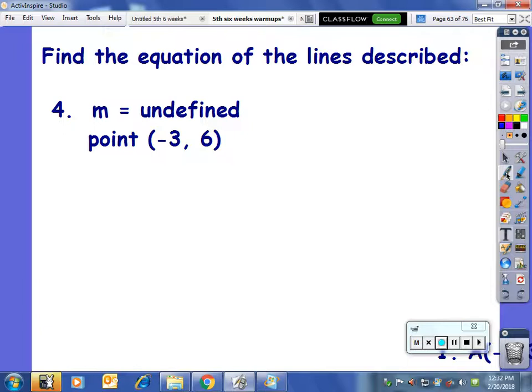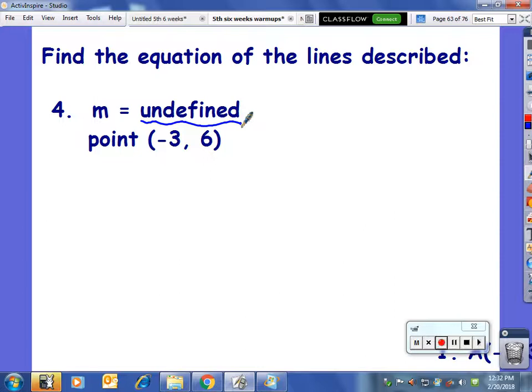Okay, now, this is one where you have to know the trick. Because you cannot put undefined into an equation. That doesn't exist. That's not a number. You can't plug it in anywhere. So what is the answer?